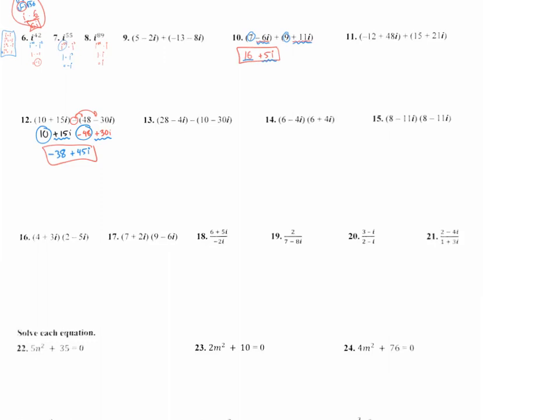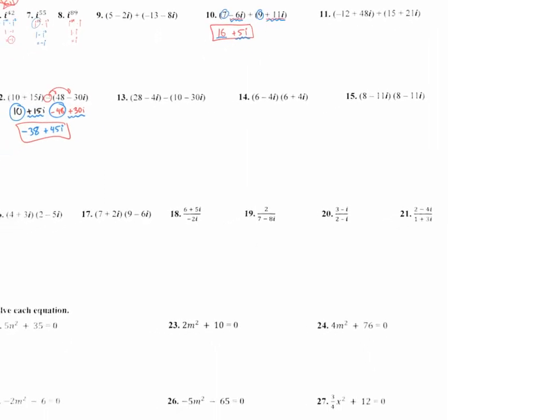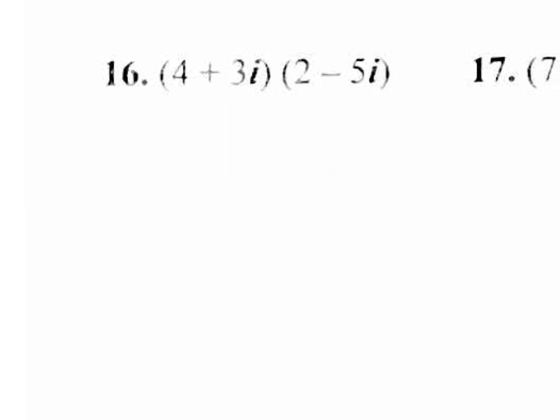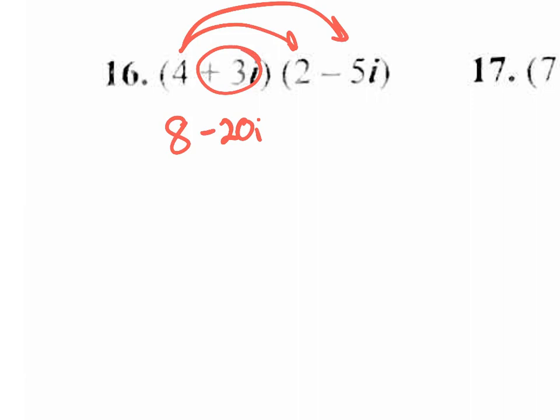I don't know, pick one, multiplying. 16? Yeah. Excellent choice. Let's distribute. So 4 times 2 is 8. 4 times negative 5i is negative 20i. And then let's distribute the positive 3i times 2. That's a positive 6i. Positive 3i times negative 5i is negative 15i squared.